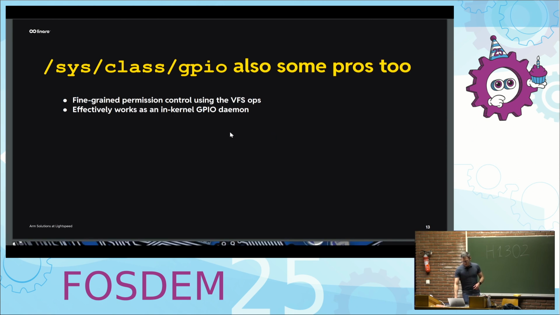I will give credit where it's due, though: using the virtual file system actually is quite useful for fine-grained permission control, if that's what you're after, like giving a user permissions to access just this one GPIO line. That's what you can easily achieve using the file system. And also, sysfs GPIO works kind of like a centralized authority for all GPIOs, just that it's implemented in the kernel.